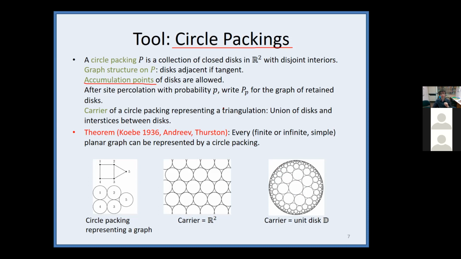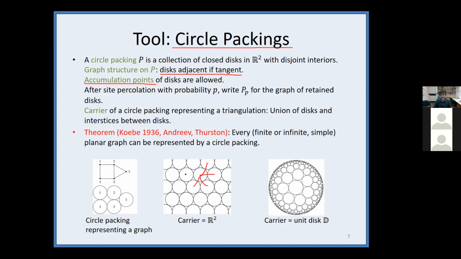All this is allowed. And then we put a graph structure on the disks. We say that two disks are adjacent if they touch, if they are tangent. For instance, this disk is adjacent to that disk here. So I can put a graph structure like so.